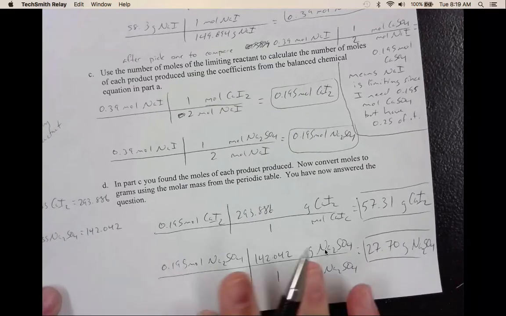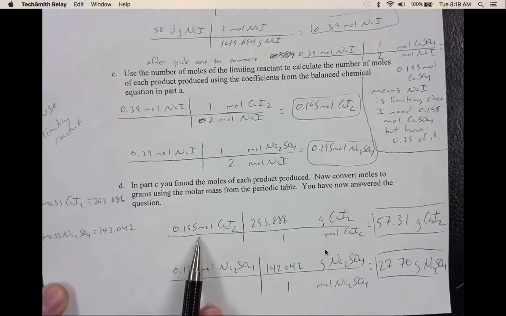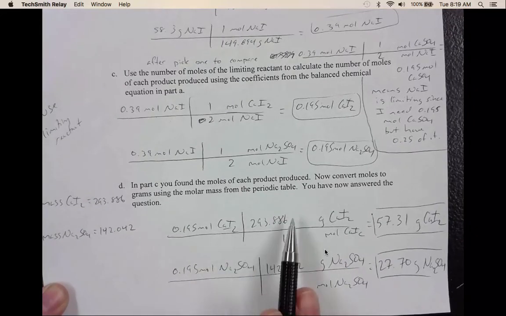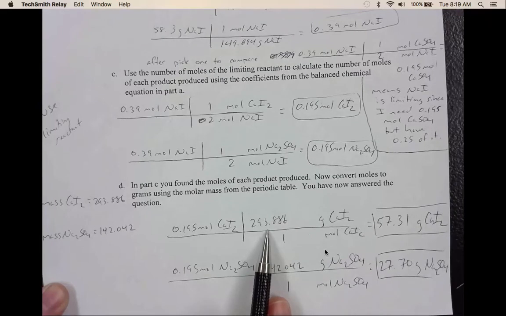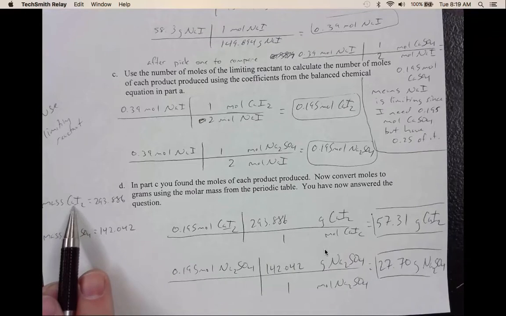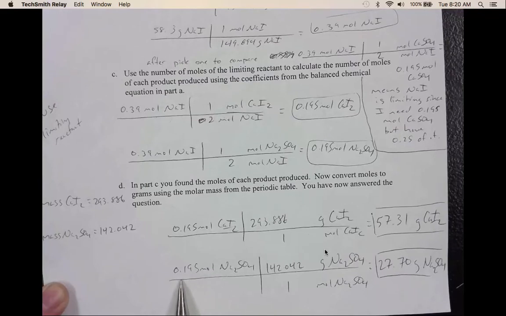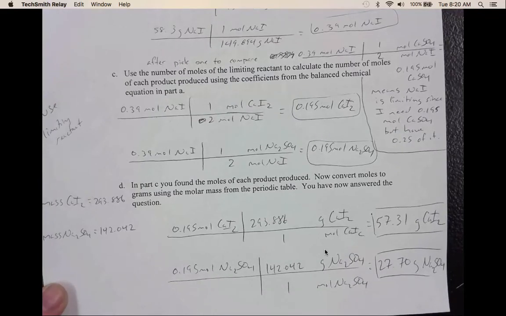So in part D, you have to convert from moles to mass. We take the 0.195 moles of calcium iodide, and we multiply by the mass on the periodic table. Remember guys, the mass on the periodic table is found by adding up the masses and then multiplying by the subscripts. Then we do the same thing for sodium sulfate. We converted to grams. So this is the mass of sodium sulfate, again found from your periodic table.